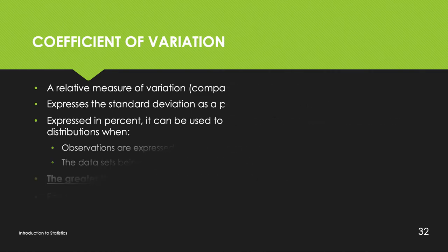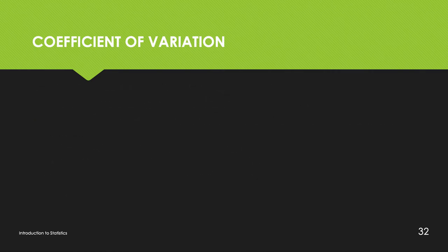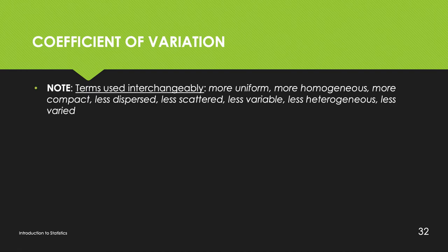Let's do some notes before we go to some practicalities. These are the terms that we will be using interchangeably, which I have been saying in the first parts of the video: more uniform, more homogeneous, more compact, less dispersed, less scattered, less variable, less heterogeneous, and less varied. These terms are very much synonyms.